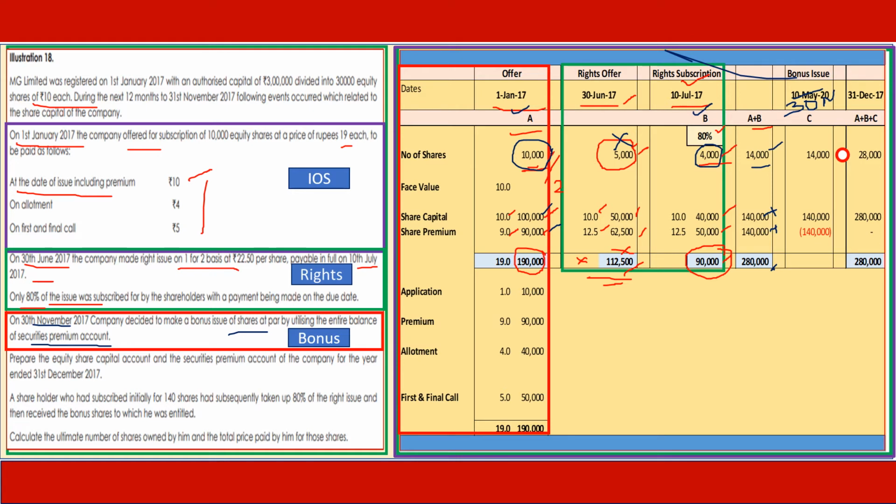We know one specific thing very clearly. Issue of bonus shares is transfer of reserves into capital. We deduct from reserves, we add to capital. That way, we are capitalizing the reserves. Same thing he is saying. What he is doing is he is capitalizing the entire balance of the share premium account. What is the share premium account?